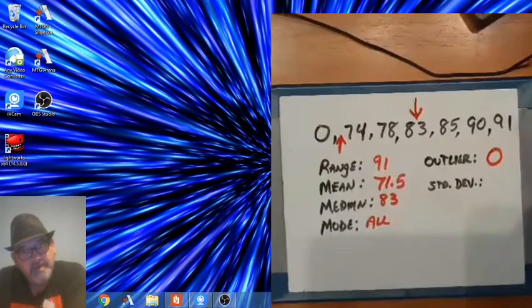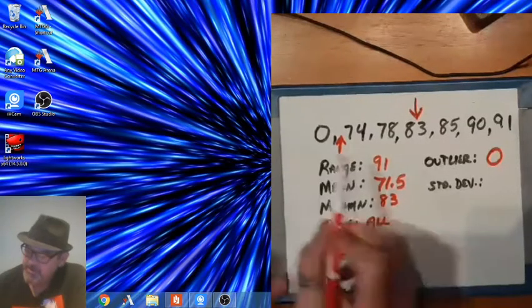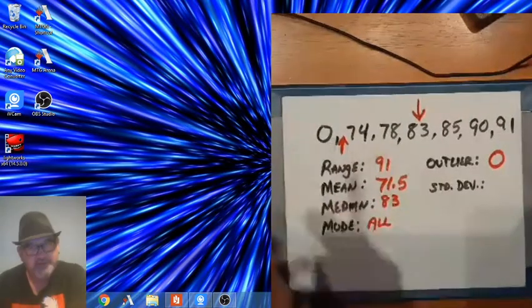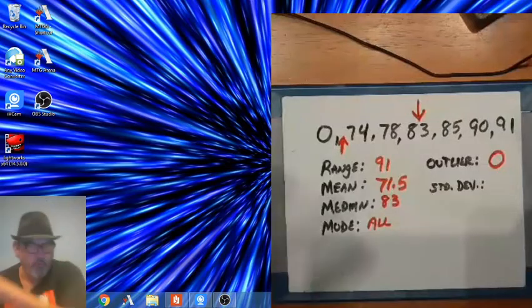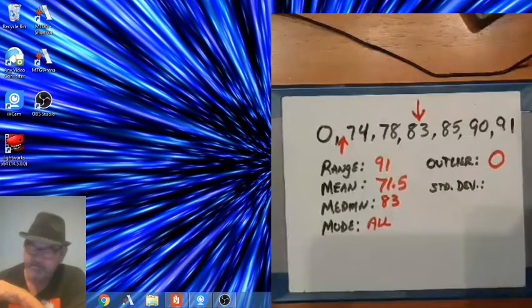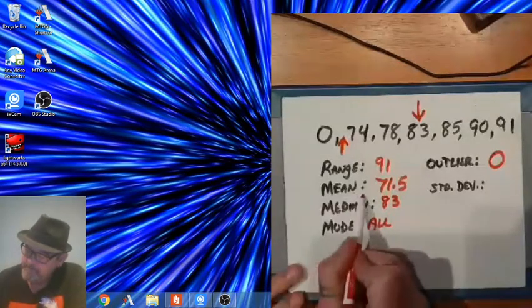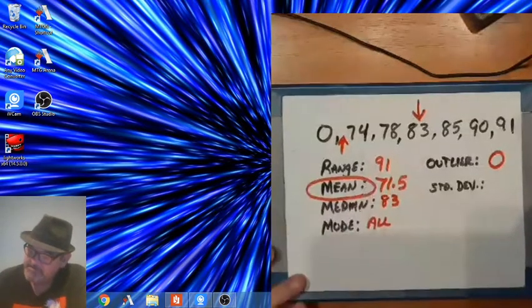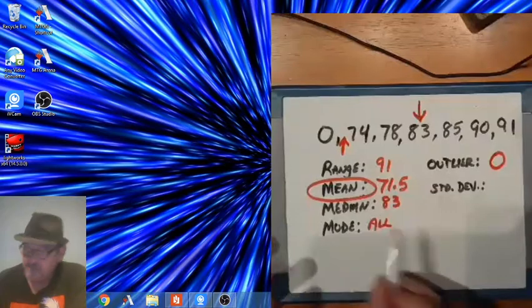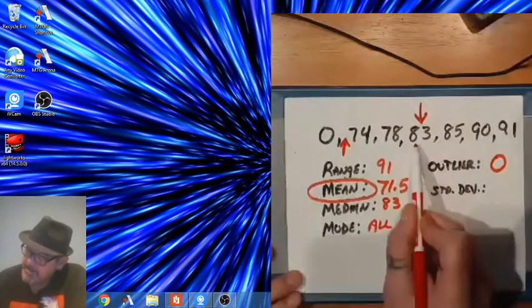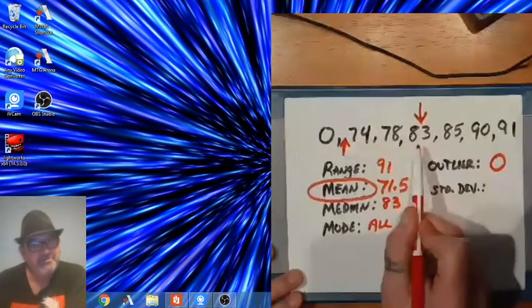What you're going to find with outliers is that it affects the average, because when you have one score that is way off to the left or way off to the right of the rest of the numbers, that's going to mess up your average or your mean. So mean is going to be affected. Does it affect the median? No, not at all, because 83 is still my center number.